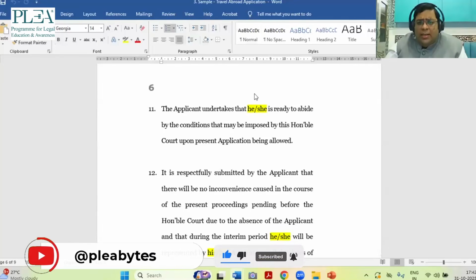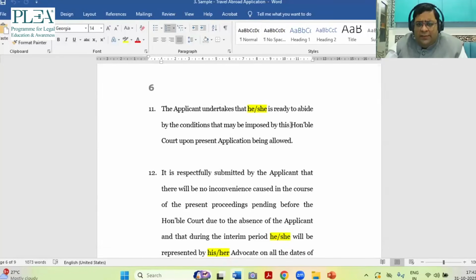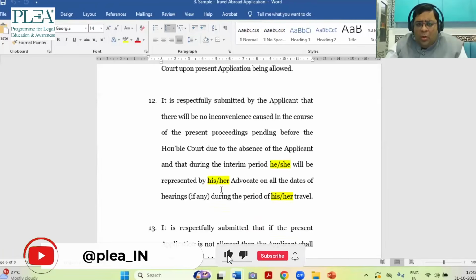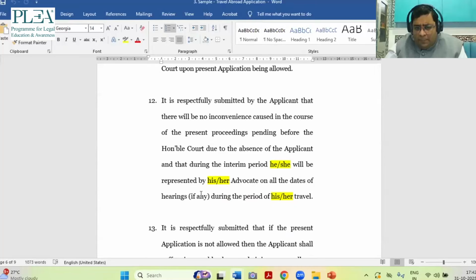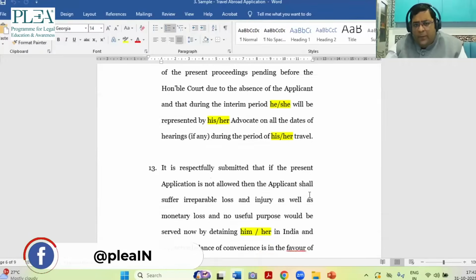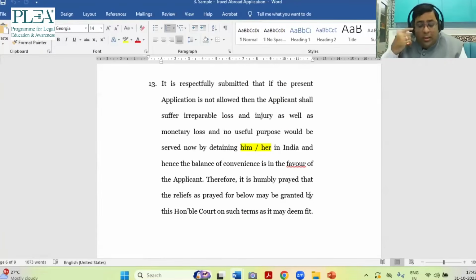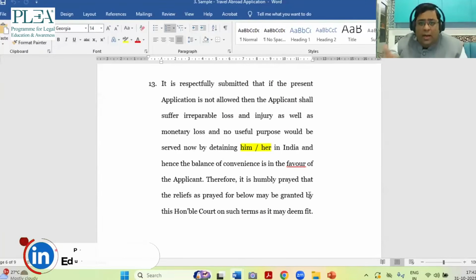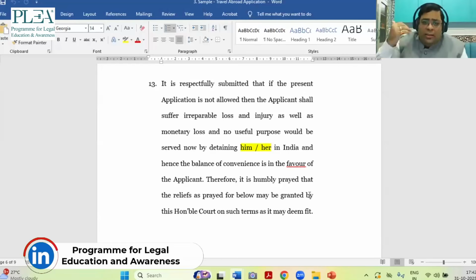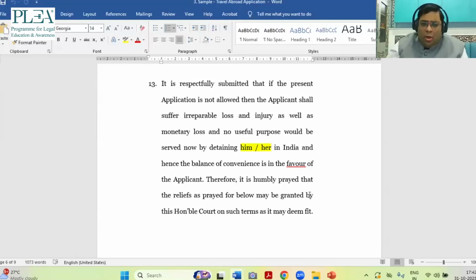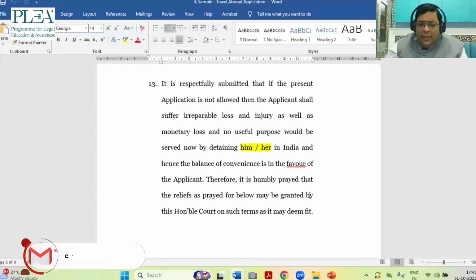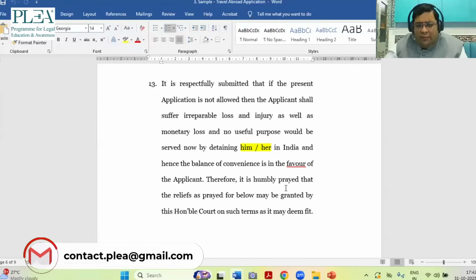Now, this is an undertaking which the applicant gives that he will abide by the conditions imposed should the application be allowed, and there will be no inconvenience caused because he will keep his advocate present on all dates of hearing during the period of travel. Then a general averment is put that if the application is not allowed, it will cause injury, irreparable loss, and there will be no purpose of detaining him in India.